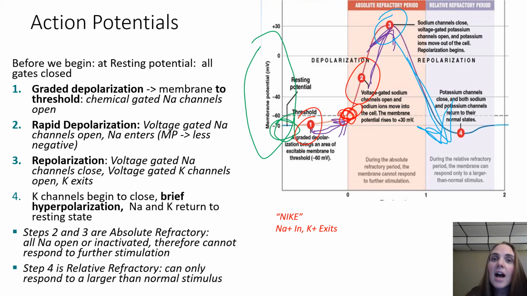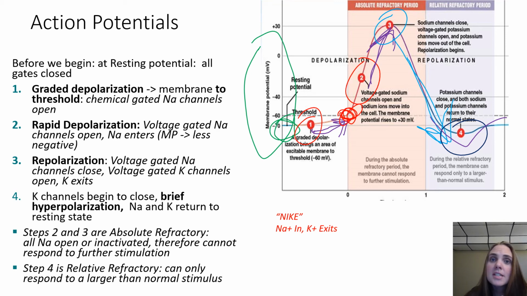And this produces a brief hyperpolarization, which you can see in step number 4, where the membrane potential becomes even more negative. So potassium is still leaking out of those channels, so we're still losing some of those positive charges. So we actually get a little bit below resting membrane potential, and that's called a hyperpolarization. And that hyperpolarization will eventually stop and will return to resting membrane potential once all of the voltage-gated potassium channels have closed. And that is the point that our action potential is over.